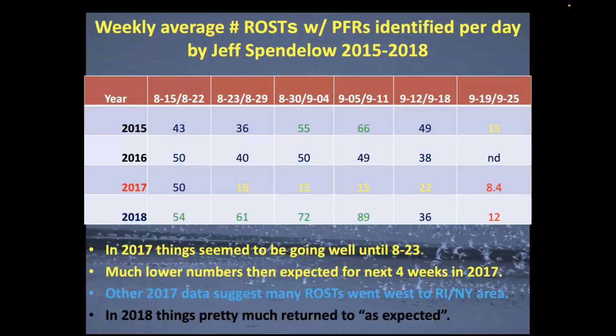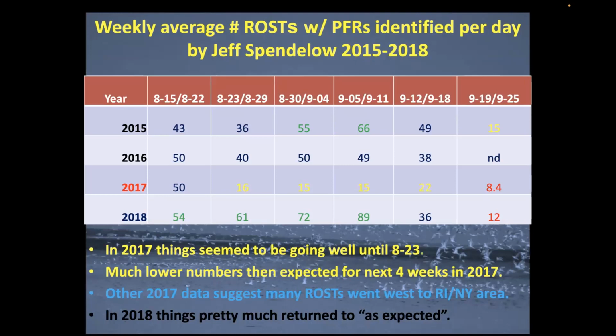Then this shows temporal variation in the numbers of bands I'm able to identify on an average basis at weekly periods. And I'm not sure how well it shows out here, but 2017 was a really unusual year. Things were going on pretty well up until about August 23rd. And then you'll notice we had really low numbers identified for the next 4-week periods compared to the years both before and after that.